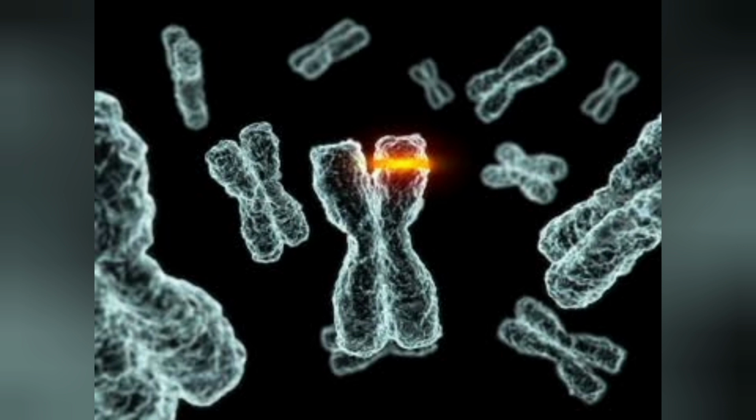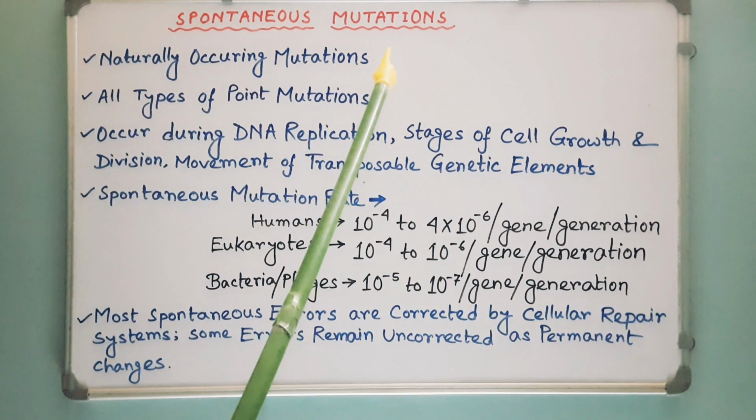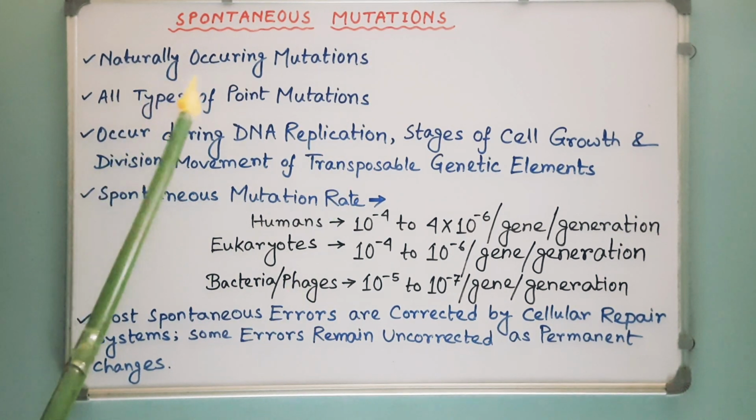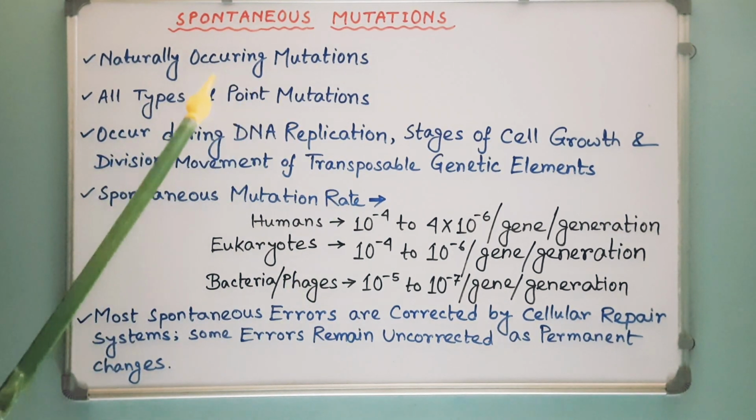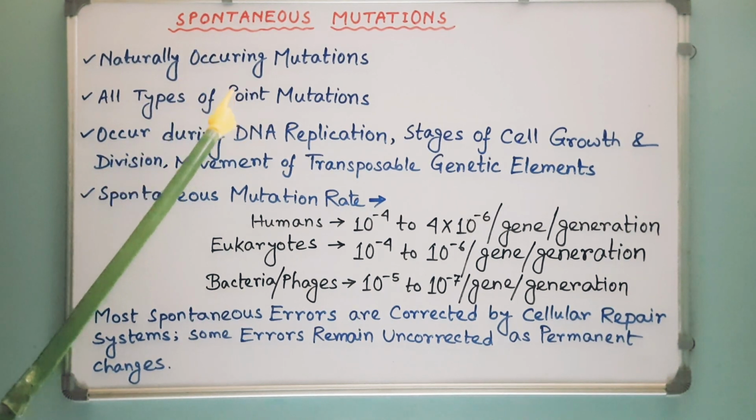Today I will discuss spontaneous mutation. According to the mode of origin, gene mutation may be of two kinds: spontaneous mutations and induced mutations. Today our topic is spontaneous mutation. Spontaneous mutations are naturally occurring mutations. They occur suddenly in nature and their origin is unknown.